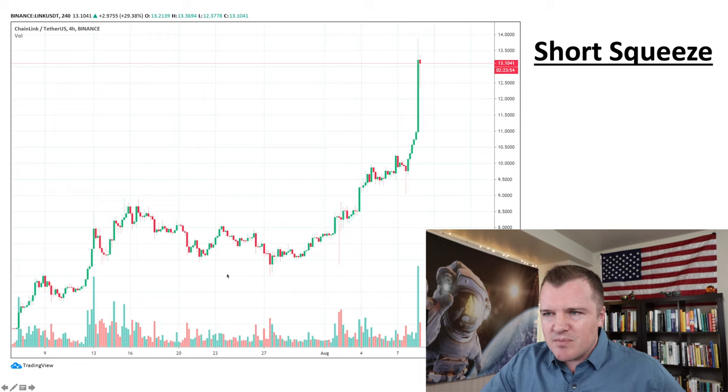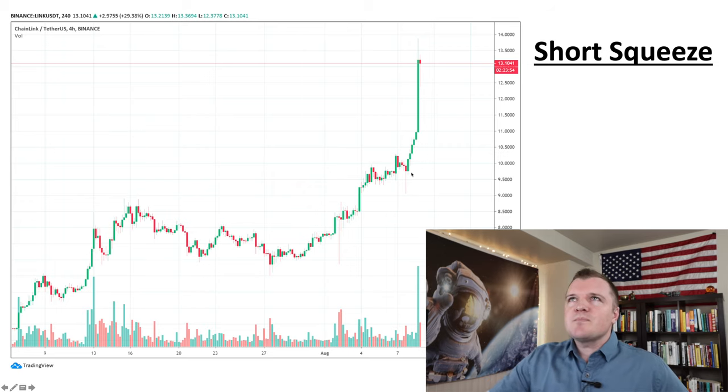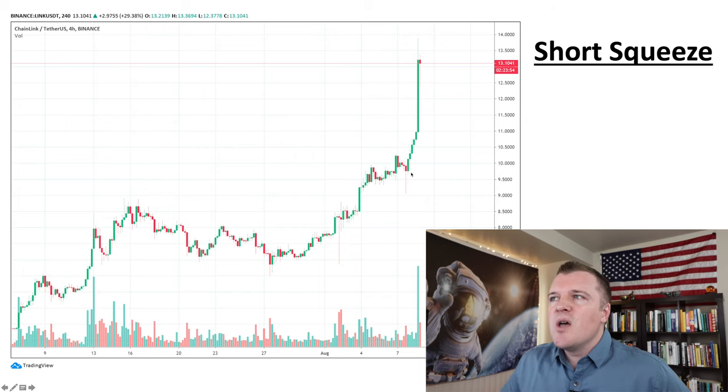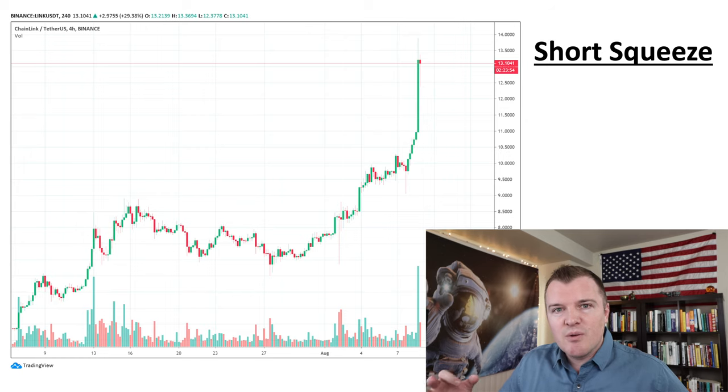Basically, the stock was falling, and there were people short selling it, assuming that it would continue falling. However, it made a turnaround, and it started going up, and up, and up, and up. And when it hit this point, short sellers were being squeezed because maybe they didn't have enough funds in their margin account to cover their losses.